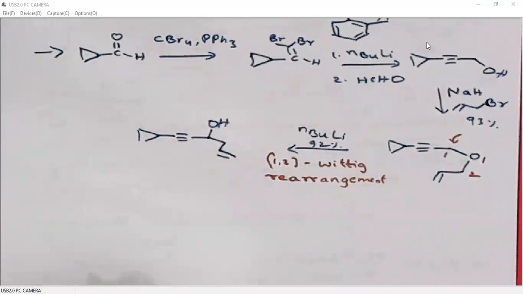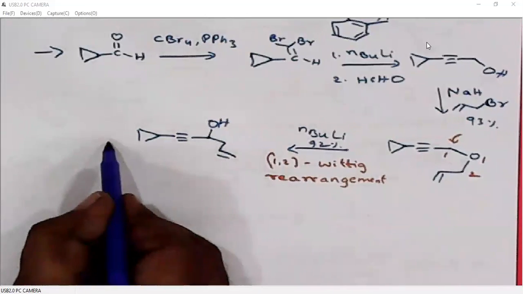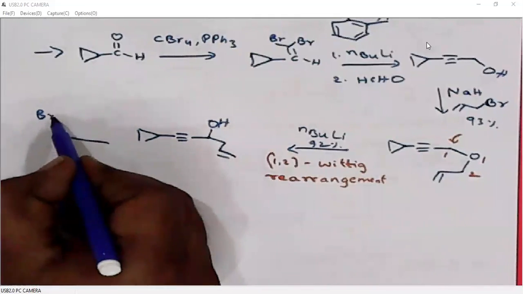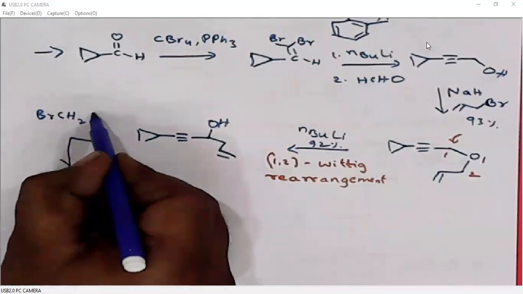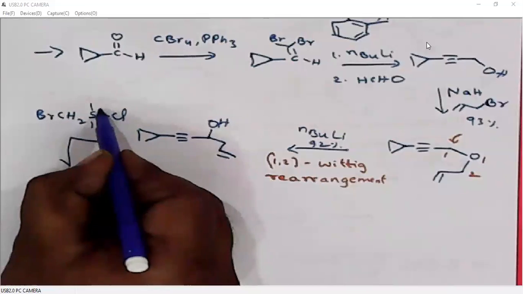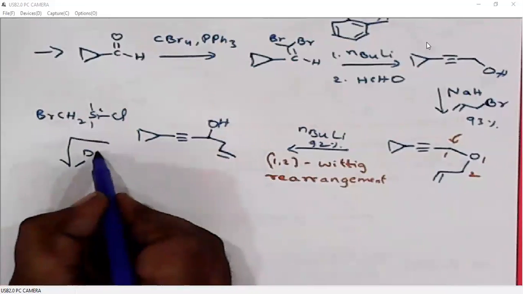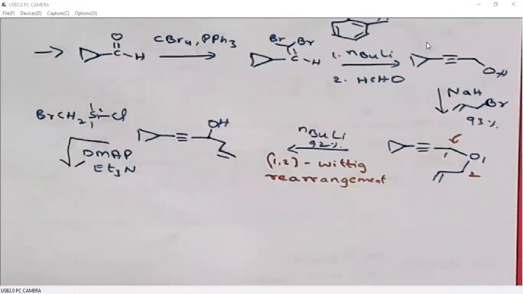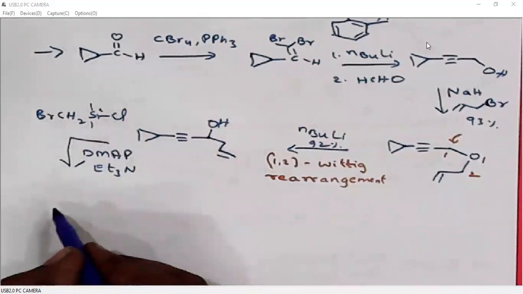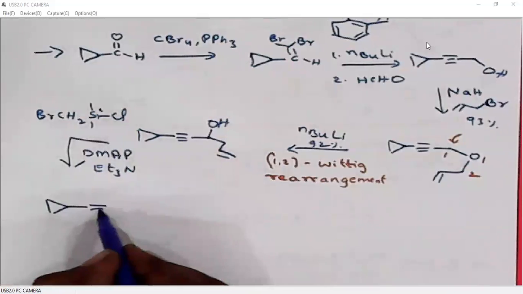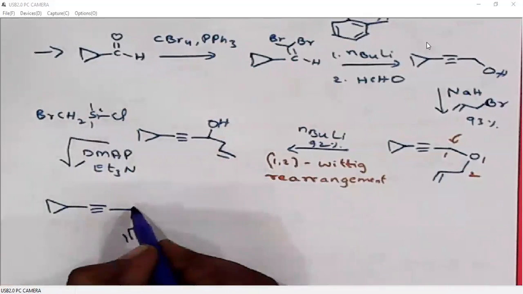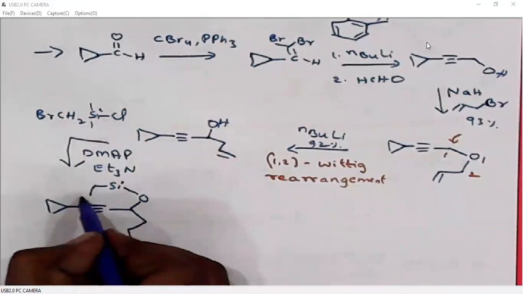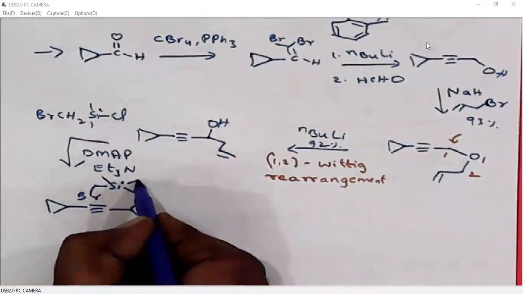Now this rearranged product, alcohol is there, we need to protect alcohol. So what we will do, we can protect this alcohol with a silicon reagent, dimethyl aminopyridine and triethylamine, a mixture of bases. Of course, 2 methyl groups.